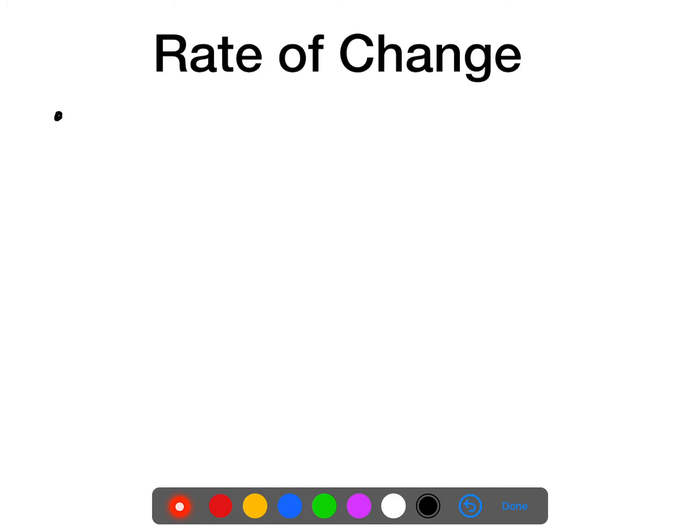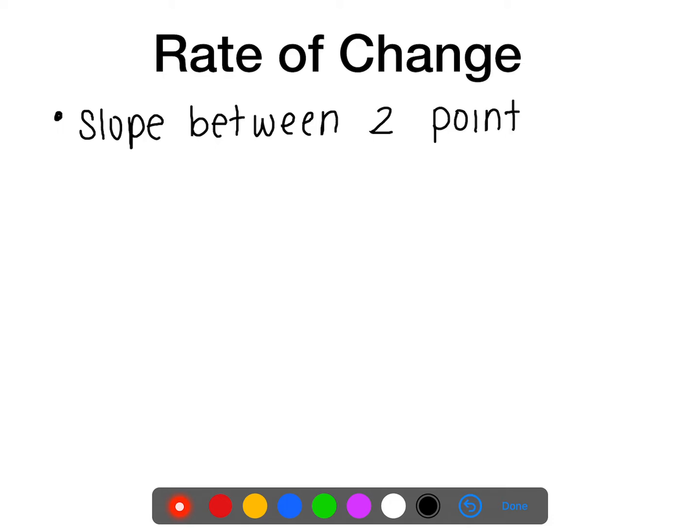So if I were you, I would write down to remind myself that rate of change is the slope between 2 points on a function. Slope between 2 points. Do you remember the formula for slope? Okay, so y equals mx plus b is the formula for a line, but then there was a way to find slope between 2 points.